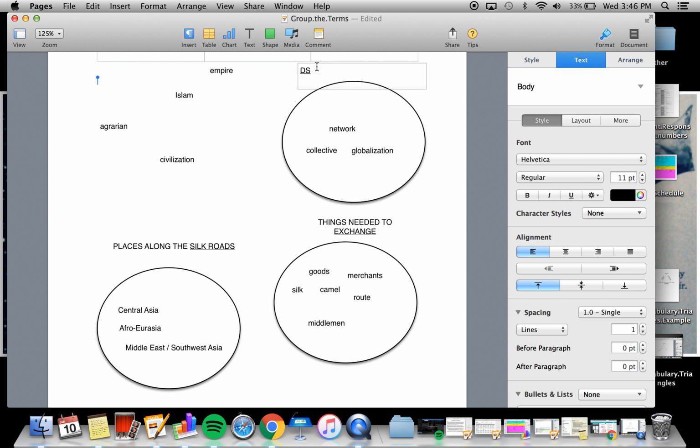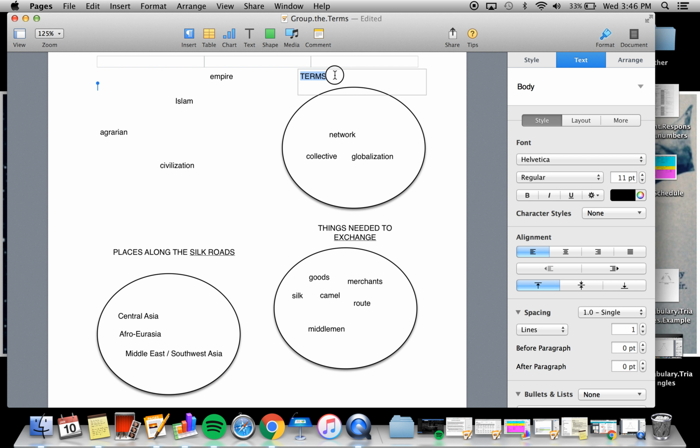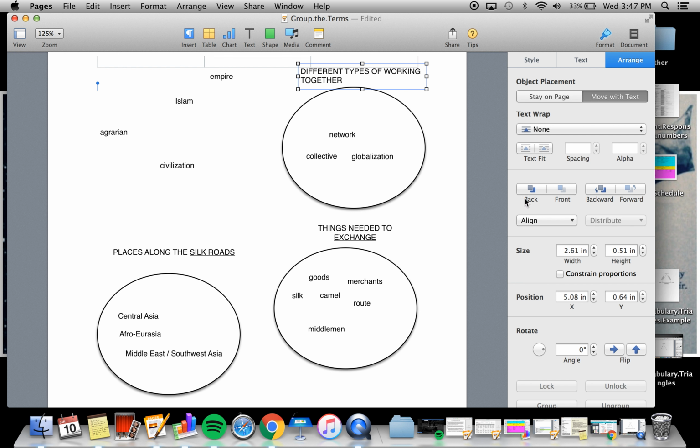terms that mean working together. Those are all to me different forms of working together. So I'm going to say different types of working together. Cool.